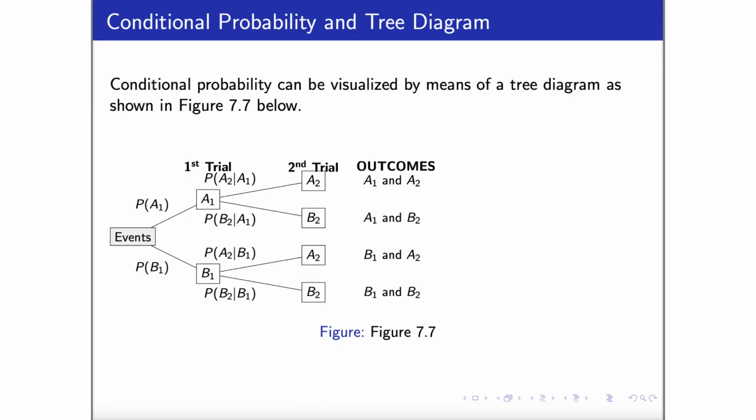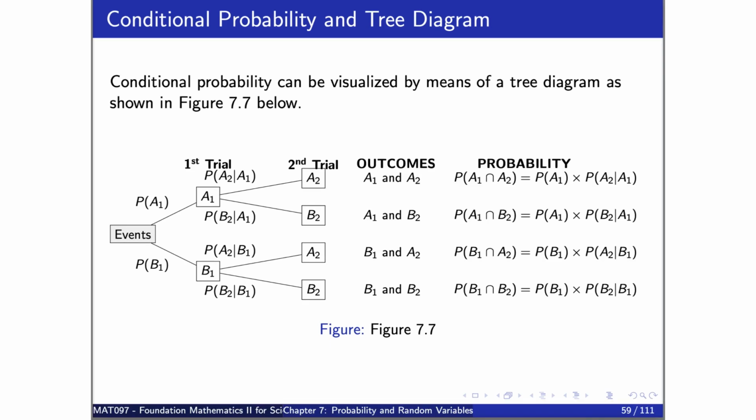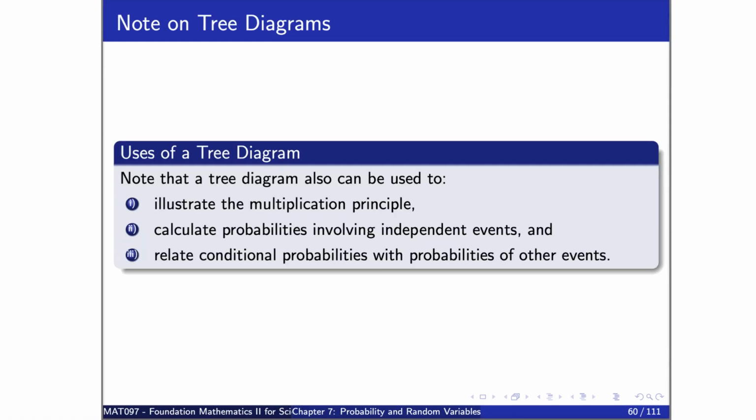The outcomes column is added, listing the possible combinations of events from the first and second trials. Finally, the probability column is added. This shows the joint probability for each outcome, calculated using the multiplication rule. Tree diagrams are useful for illustrating the multiplication principle, calculating probabilities for independent events, and relating conditional probabilities to other event probabilities.